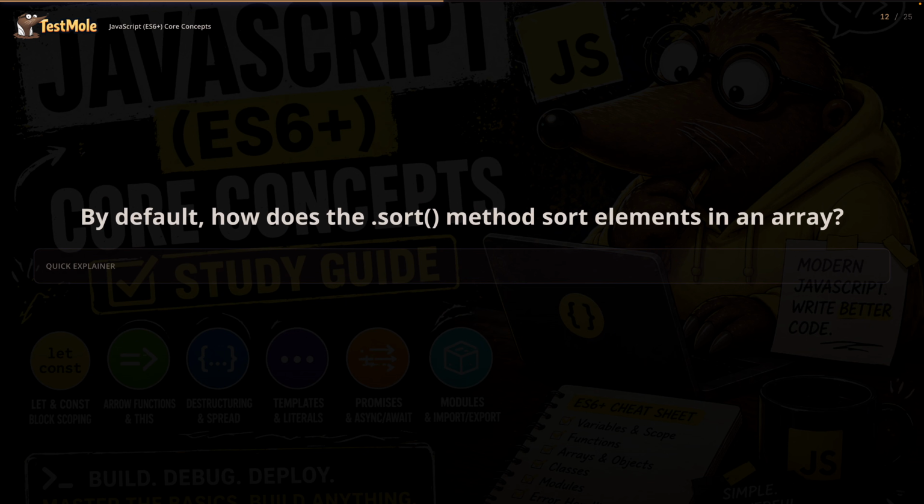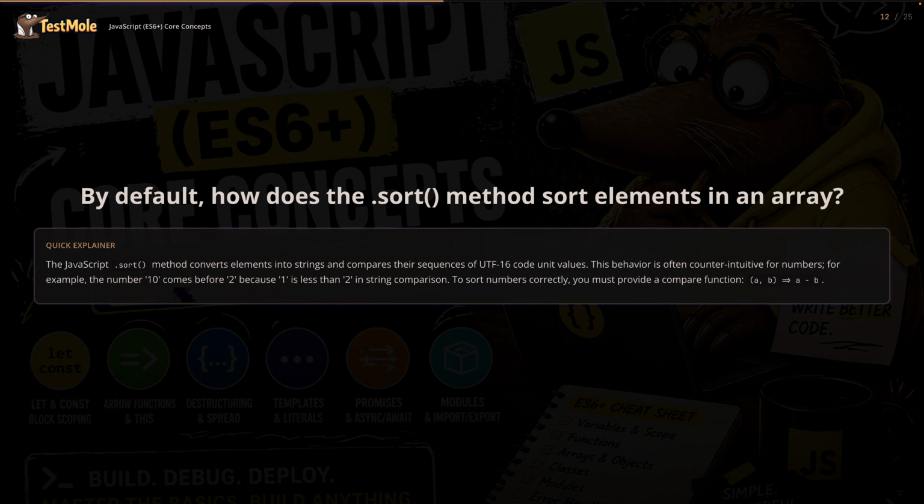By default, how does the .sort method sort elements in an array? The JavaScript .sort method converts elements into strings and compares their sequences of UTF-16 code unit values. This behavior is often counterintuitive for numbers. For example, the number 10 comes before 2 because 1 is less than 2 in string comparison. To sort numbers correctly, you must provide a compare function, (a, b) => a - b.